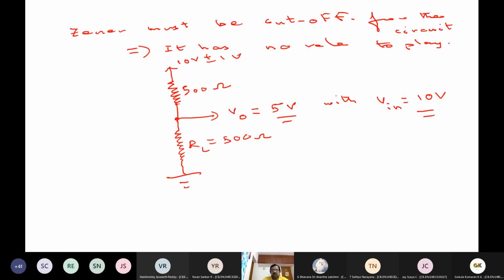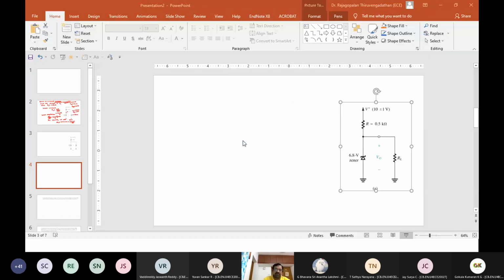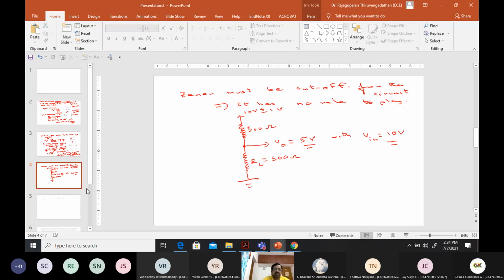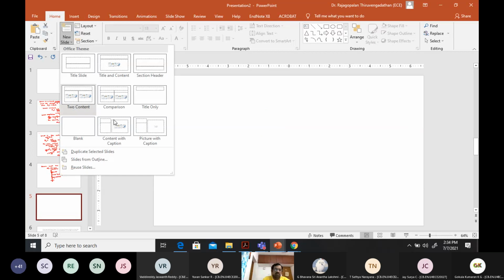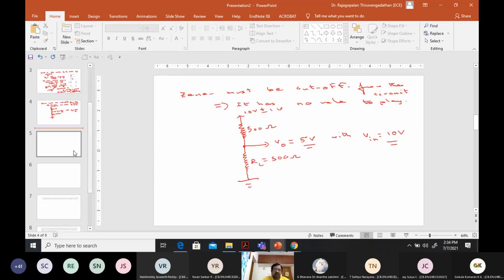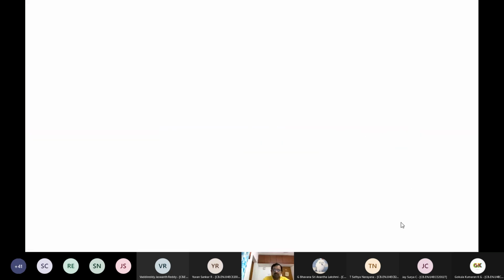Okay, so now let us go to the last part of this question. What is the sixth question? Okay, the sixth question we'll see. The question asked is for the same circuit. So I have my diagram here.